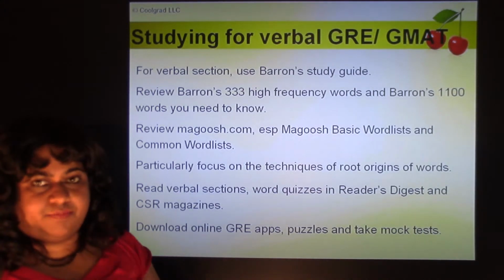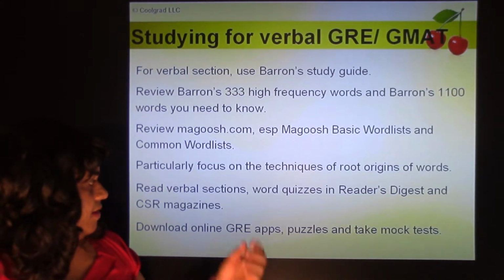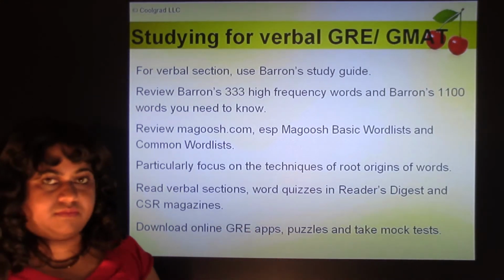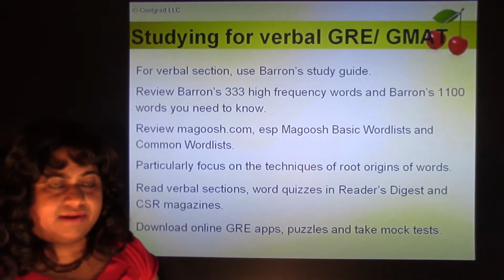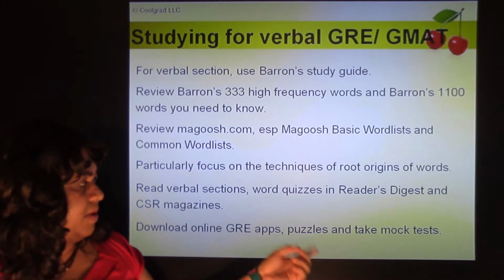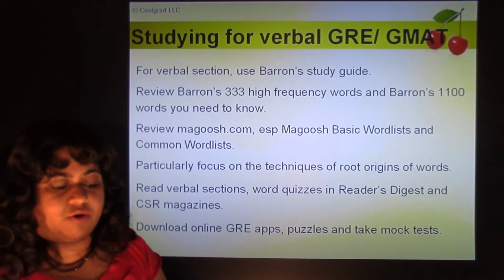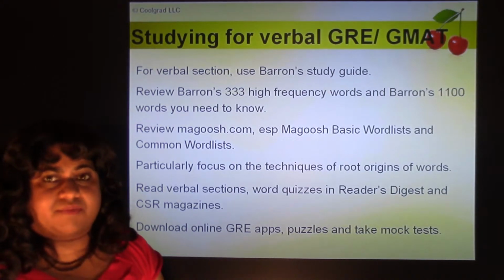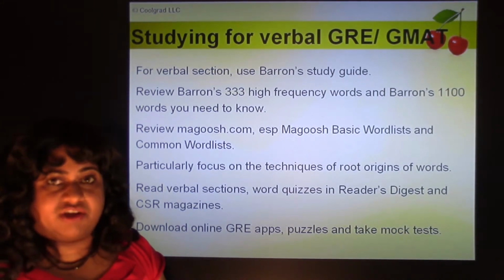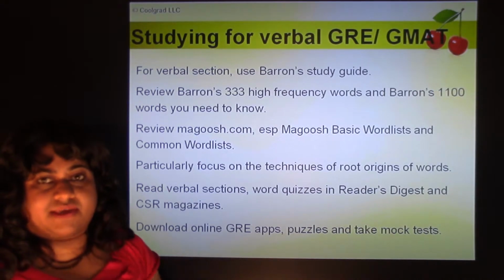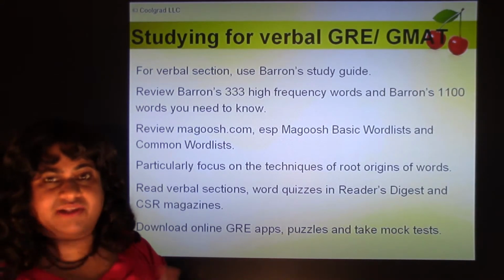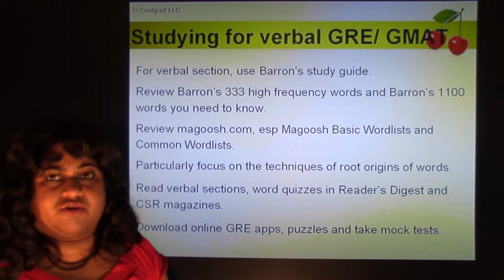There are a lot of these good books which you can go over, and you can take a lot of quizzes and mock tests online. There are a lot of apps, GRE apps, puzzles, mock tests. Just Google it, you'll find plenty of them. Just download them and you can take them even on your mobile phones. When I gave the GRE a long time back, we didn't even have smartphones or all these apps, but now there are tons and tons of them, so you can just review them.